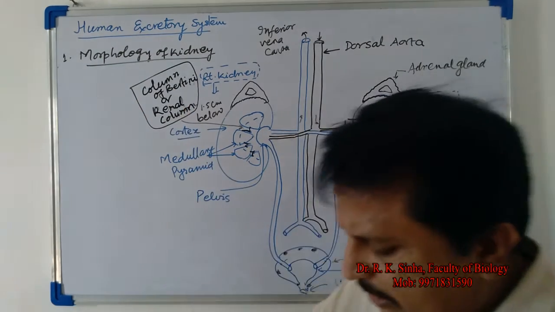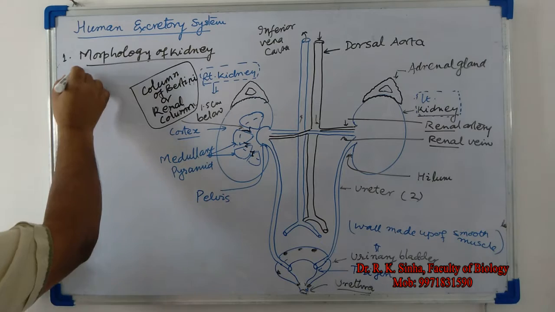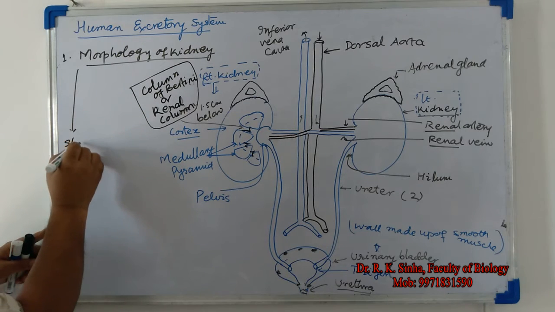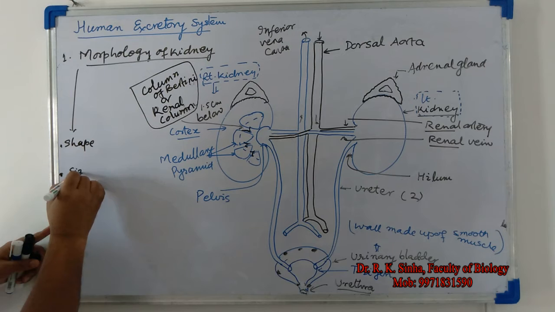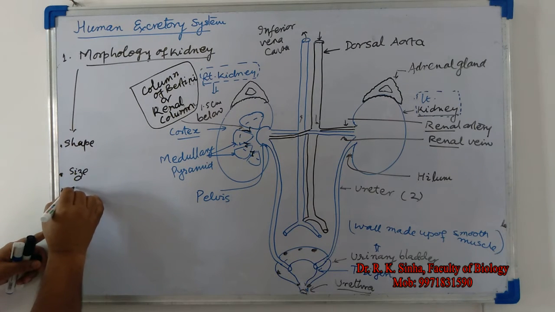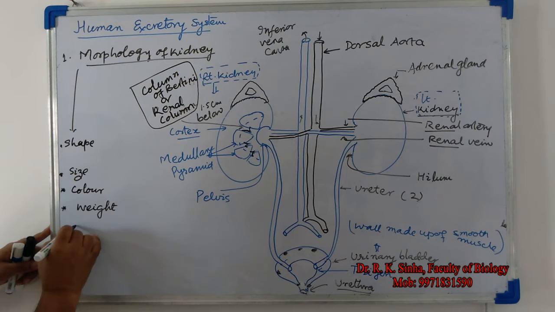So in morphology, what will we study? First we will study shape, then we will study size, then we will study color, then we will study weight and position, and finally location.